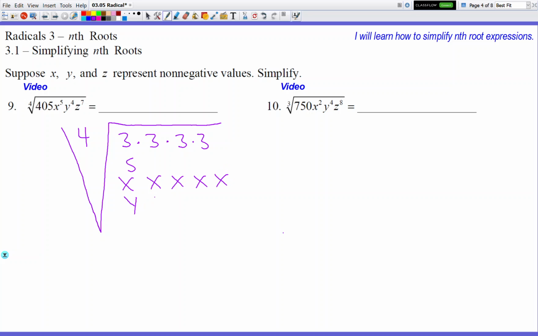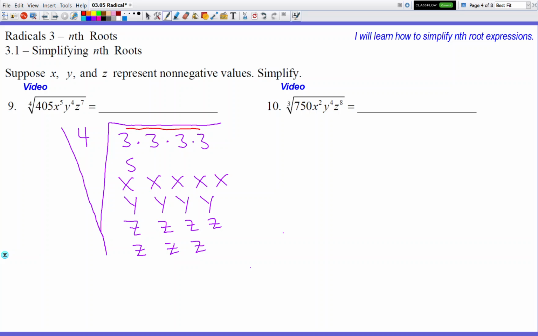4 y's, 1, 2, 3, 4. And whoa, 7 z's. And for those of you guys that have messy handwriting like me, be careful with your z's because sometimes your z's look like 2's. That's why I put that little line in the middle, so that it doesn't confuse people.